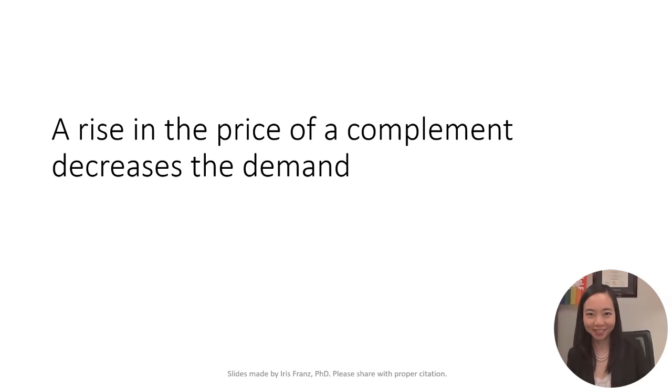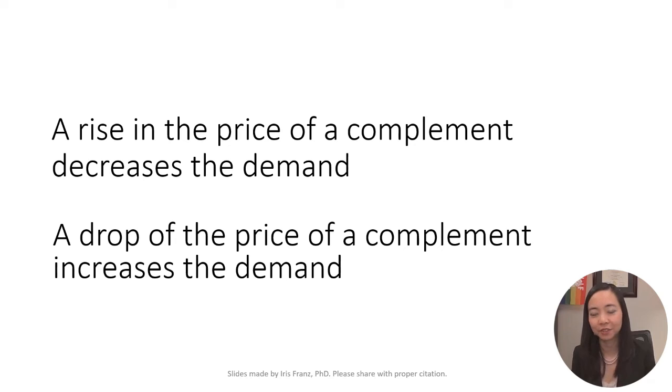So there you have it. A rise in the price of a complementary good decreases demand, while a drop in its price increases demand. And again, there is no need to memorize this rule. Just think back to the peanut butter and jelly example. When peanut butter got too expensive, you skip buying jelly too. That's how you can figure out which direction the demand curve shifts.